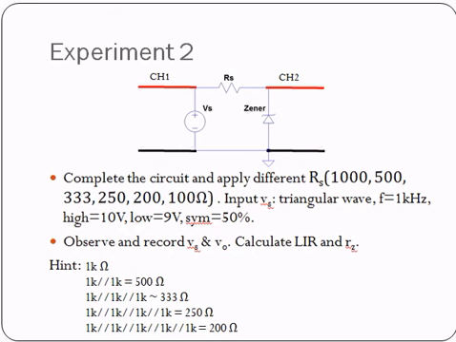Experiment 2. Complete the regulator circuit and input a triangular wave of 1 kHz with the following settings. Apply different resistors on RS and record the Vs and Vout. Calculate LIR and the resistance of Zener diode.